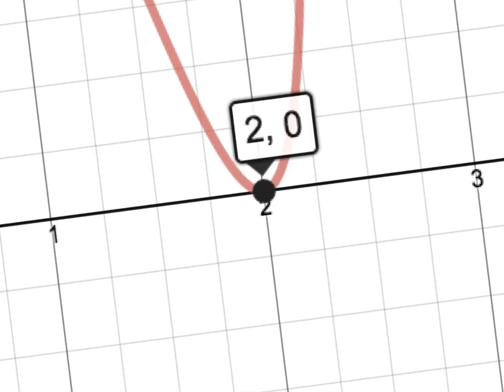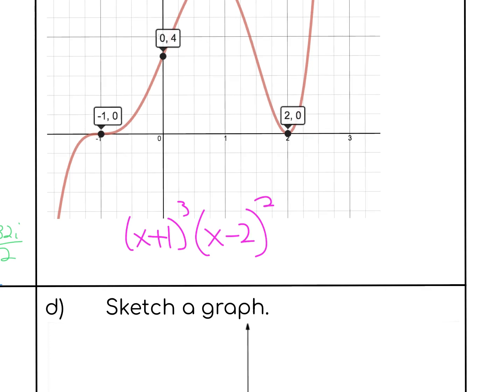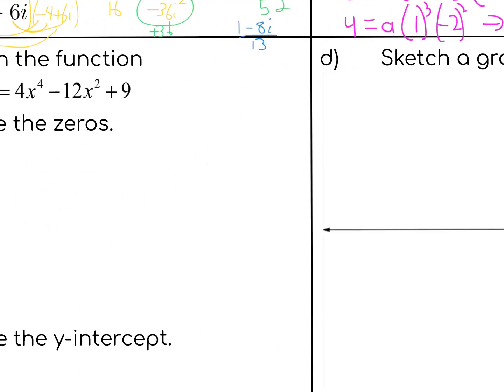See, I'll show you. Whee! So I would write that as x minus 2 squared. There may be an a value in front. Let's go ahead and plug in that point, 0, 4. So 4 equals a times 1 cubed times -2 squared. 1 cubed is 1. -2 squared is 4. So that means 4a is 4, so a is 1. So I'm just going to go ahead and erase the a there. And I did it. So good, right?